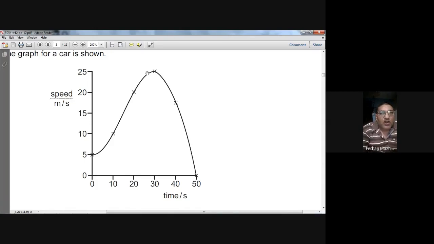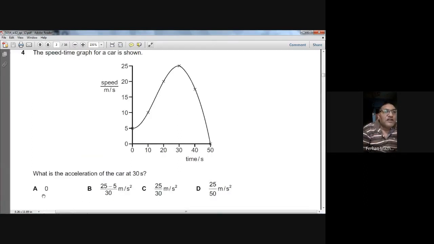So if I draw a tangent at that point, it will be a horizontal line. On this point where the time is 30 seconds on the speed time graph, that tangent will be a horizontal line. And you know the slope of a horizontal line is 0. So the acceleration here will be 0. So the choice is A. I hope you understand this question.